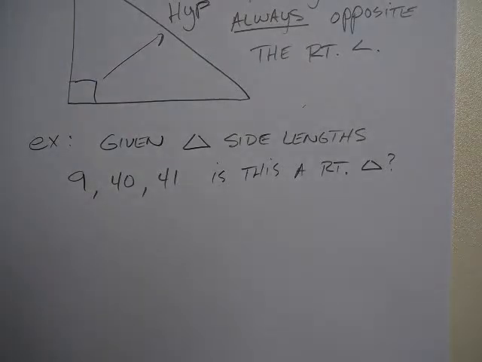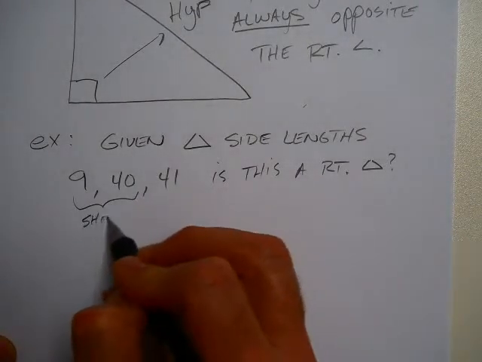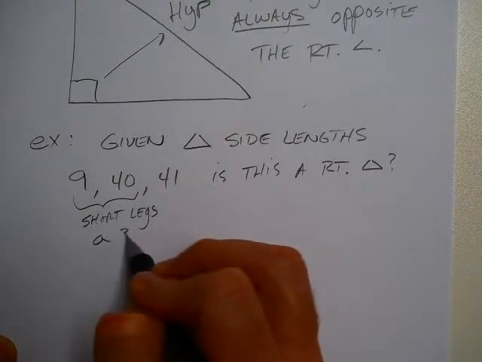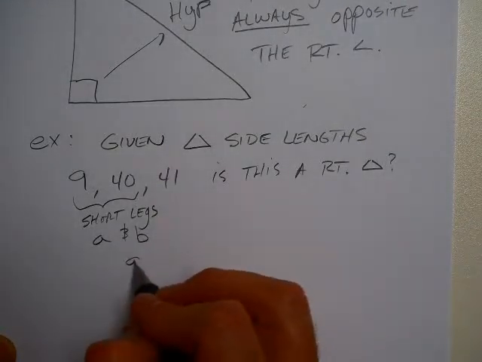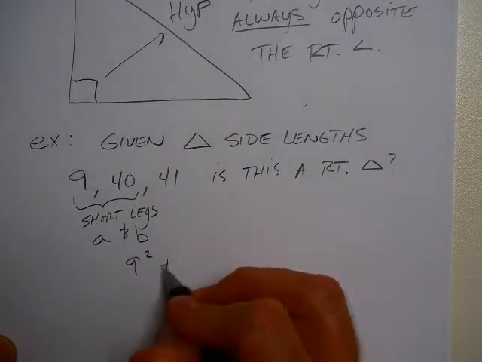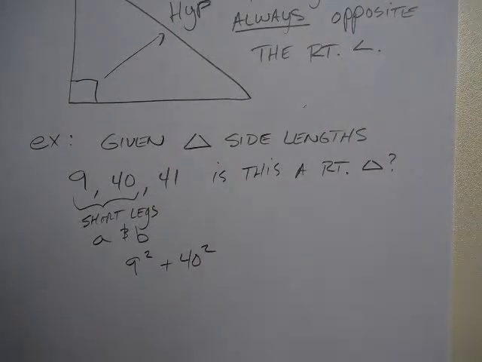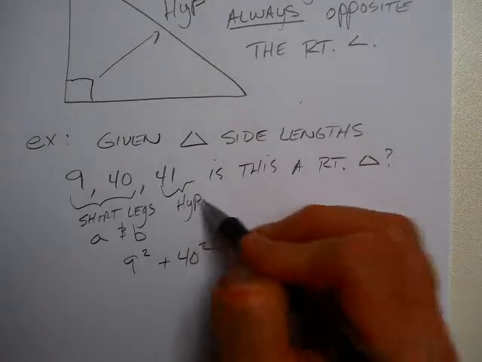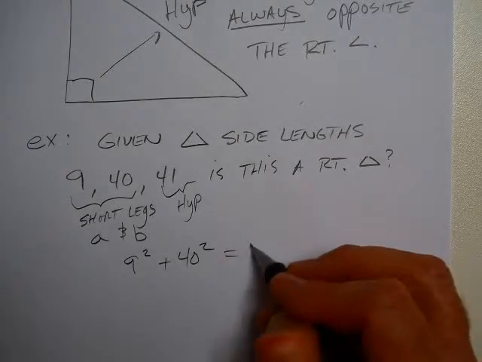So we take the two short sides. These are our short legs. We're going to call them A and B. And we square them. So we take 9 squared plus 40 squared. And we want to know, this is the hypotenuse, we want to know if those two short legs squared equals the hypotenuse squared.